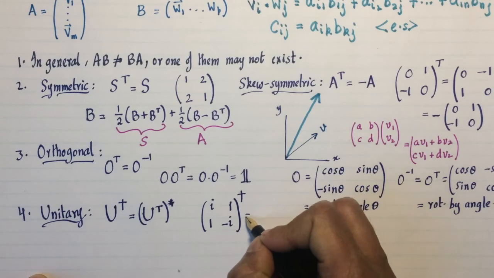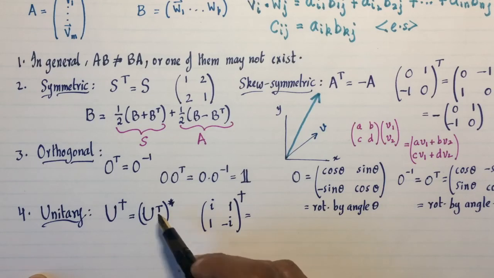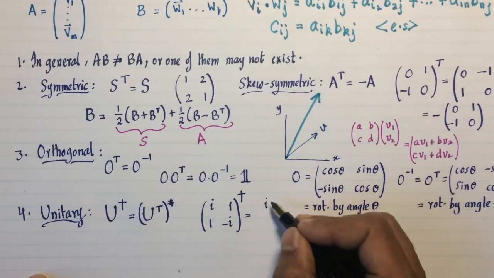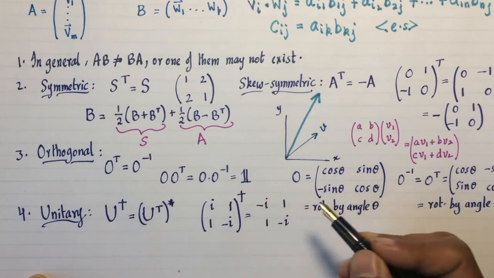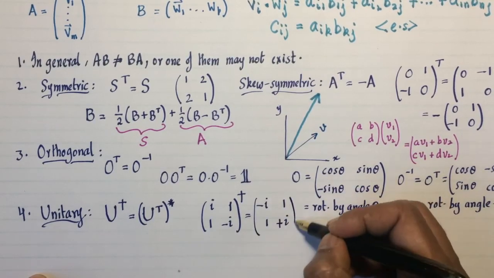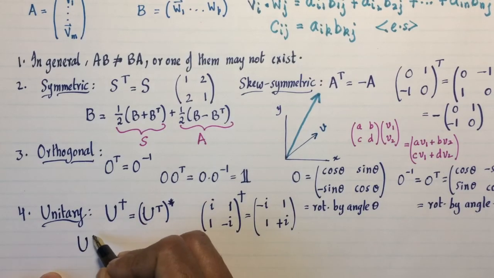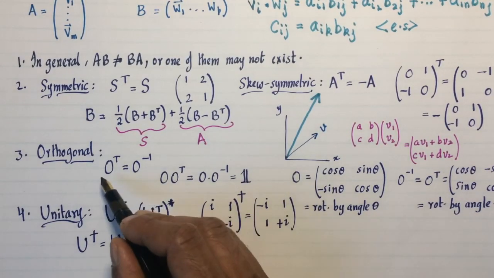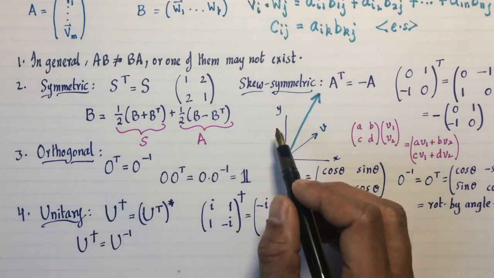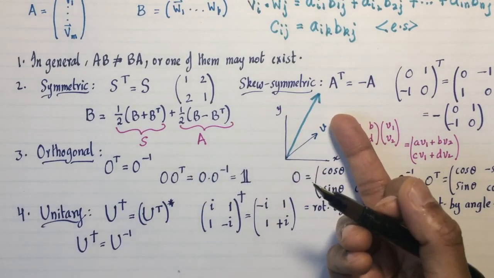So U dagger, well, what do I do first? I can do either one first, but let me first take the rows and the columns and interchange them. So that's going to be i, 1, minus i, and then I take a complex conjugate. The complex conjugate of i is just minus i, and the complex conjugate of minus i is just plus i. So that's the answer. So unitary matrices have the property that U dagger is equal to U inverse. So they are like rotations except in complex space. Orthogonal matrices are rotation operators in real space, whereas unitary matrices are rotation operators in a space of dimension twice the real space, or complex space.